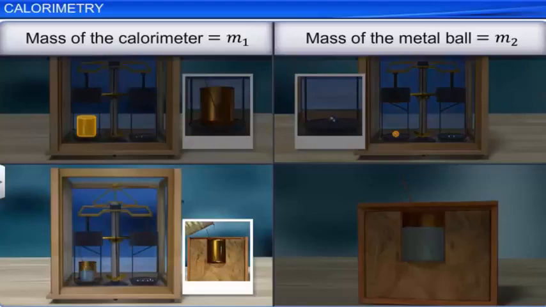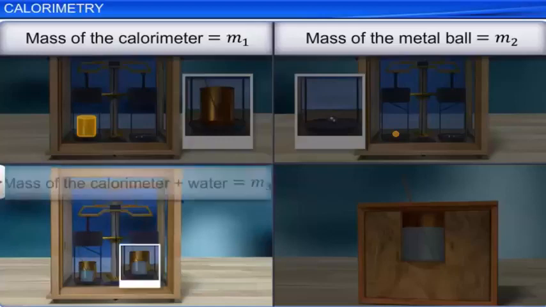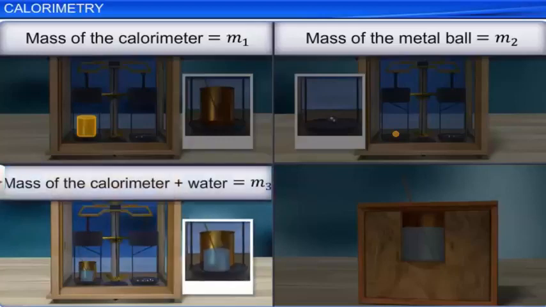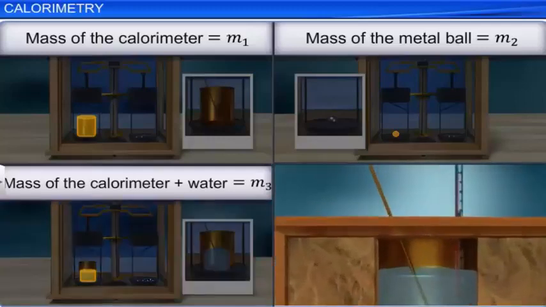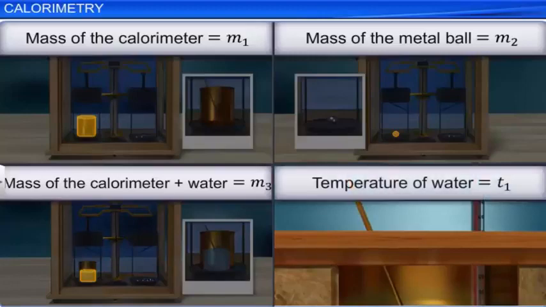Pour sufficient water into the calorimeter. And then the mass of the calorimeter and water is found to be M3. Then mass of the water is equal to M3 minus M1. Note the temperature of the water. Let it be T1.